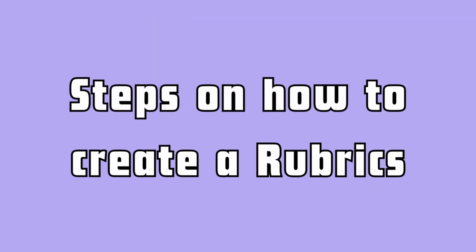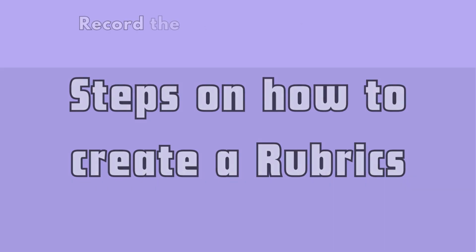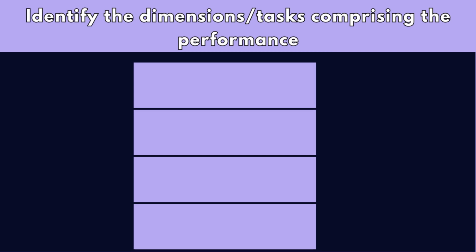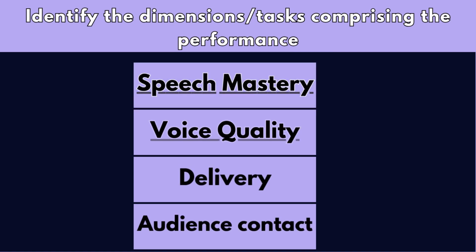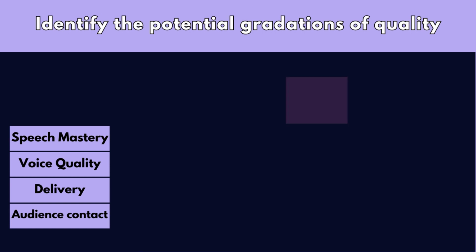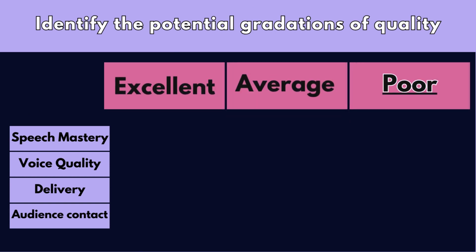How to create a rubric. These are the steps on how to create a rubric. Record the performance objective. Identify the dimensions or tasks comprising the performance, for example, speech mastery, voice quality, delivery, and audience contact. Identify the potential gradations of quality. Examples: poor, average, and excellent.